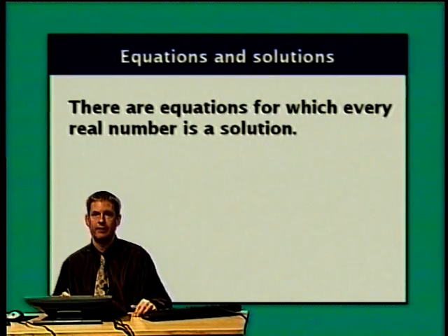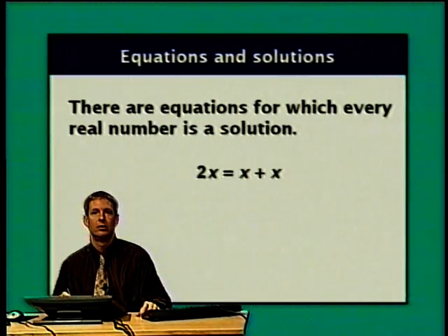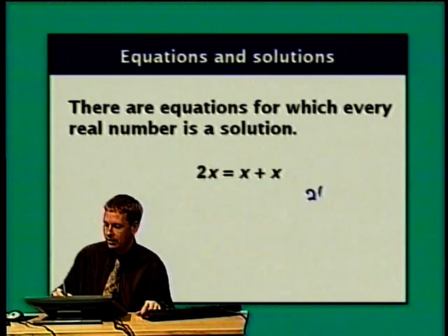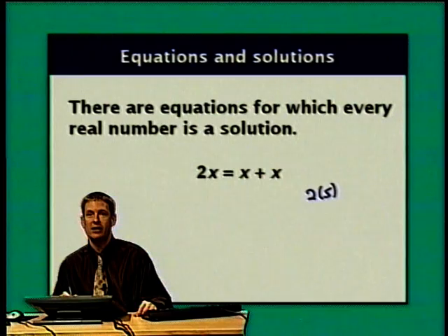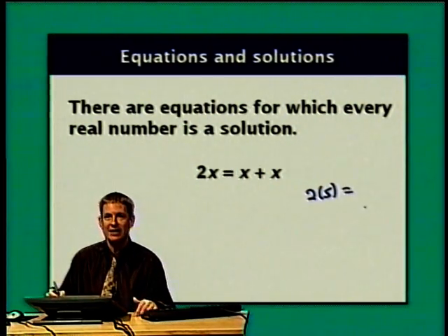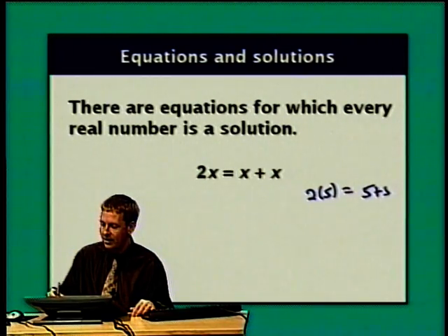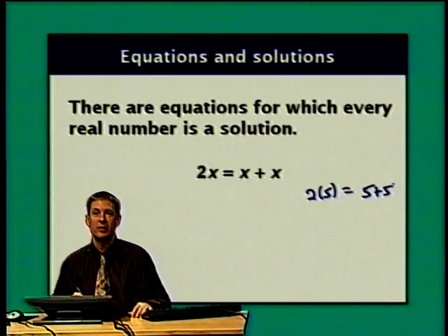It turns out that there are equations for which every real number is a solution. For example, 2x equals x plus x. Let's think for a minute about the meaning of 2 times 5. 2 times 5 precisely means the sum of 5 and 5. And this property is true no matter what number x is replaced with. 2 times a number always equals a number plus itself.